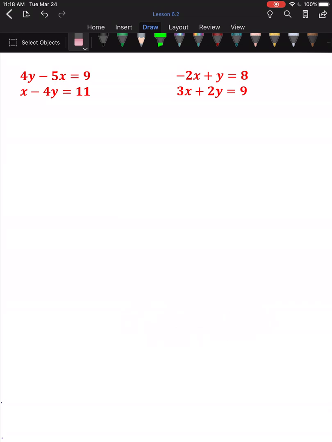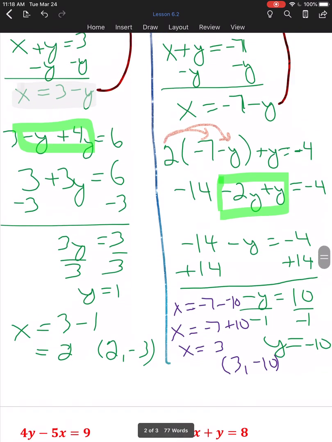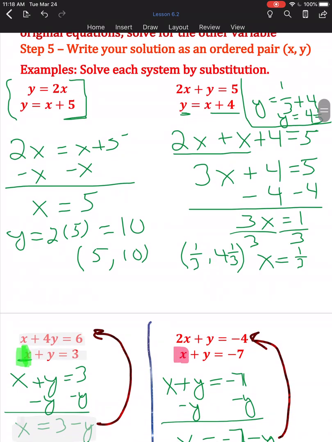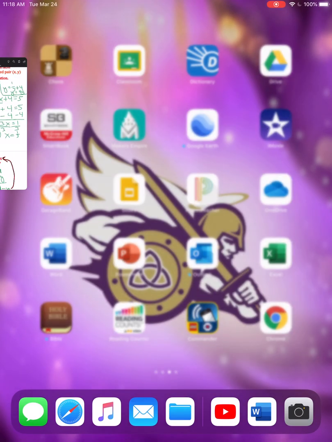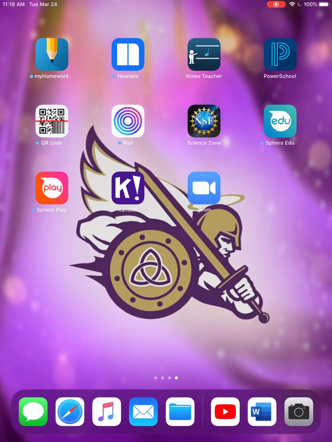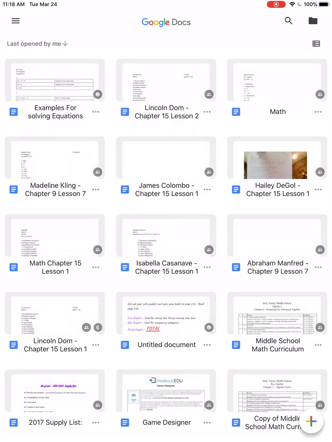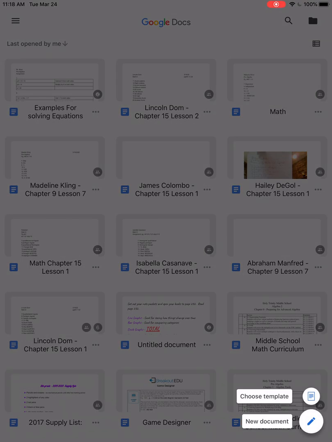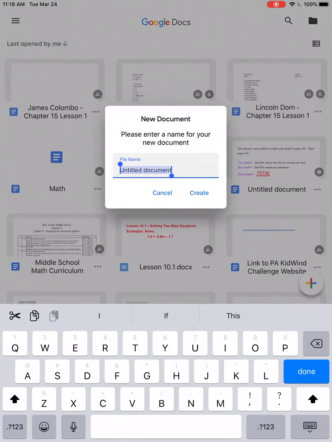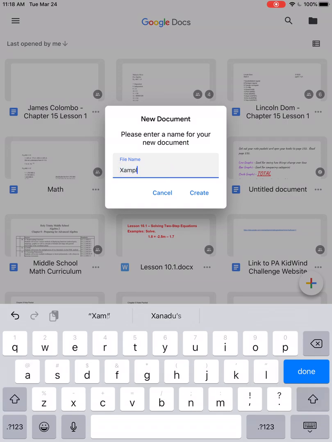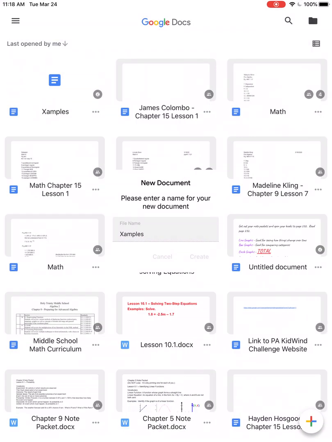So let me clean this up. Which means I need to get rid of all this. Actually, I'll come back and do that. So what I'm going to do is pop back up here because I'm going to need to see some of these equations. And I'm going to find my Google Docs. And I'm going to make myself a new one. New document, please. Please enter a name. Let's see. We'll just call it examples. Without an E. Perfect.